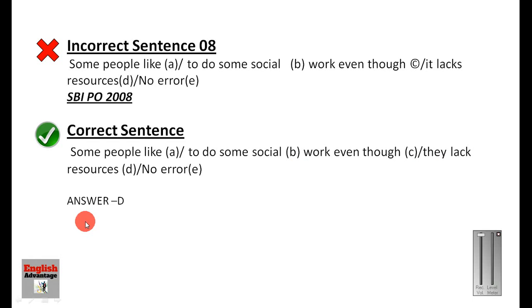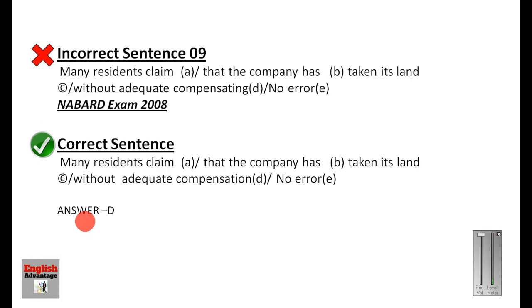I hope you have understood well. Now let us see the next question. Incorrect sentence number 9. Many residents claim. So this is the correct part because residents is plural. So this plural verb will come here. That the company has taken its land without adequate compensating.